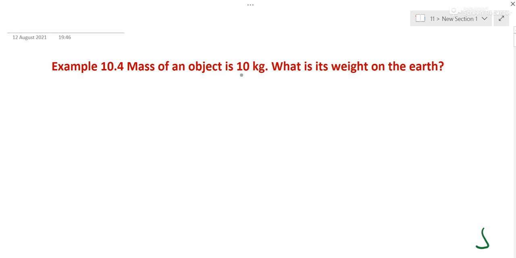Mass of an object is 10 kg. What is its weight on Earth? So weight formula is mg. So we can put mass as 10 kg and g as 9.8 or 10. That is up to you. So suppose I am keeping 9.8, so its weight will be 98 Newton. If somebody is keeping 10, then it will come 100. SI unit of weight is Newton.